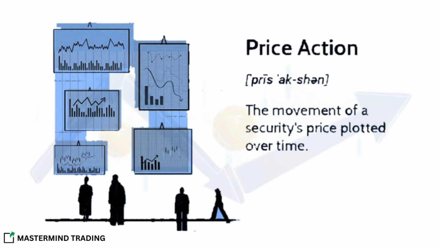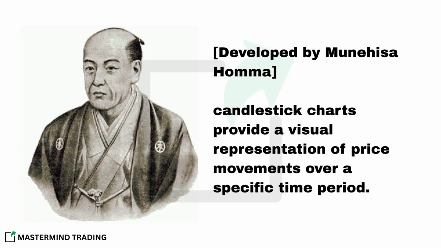In this video, we'll be discussing the basics of price action and candlestick analysis. Price action basically refers to the movement of price plotted over a period of time. So when you look at a price chart, what you see happening on the screen is what is referred to as price action. It's the movement of price over a period of time. This system of analyzing the market was first developed by Japanese rice trader Munehisa Homma in the 18th century and is now widely used by traders all across the globe.